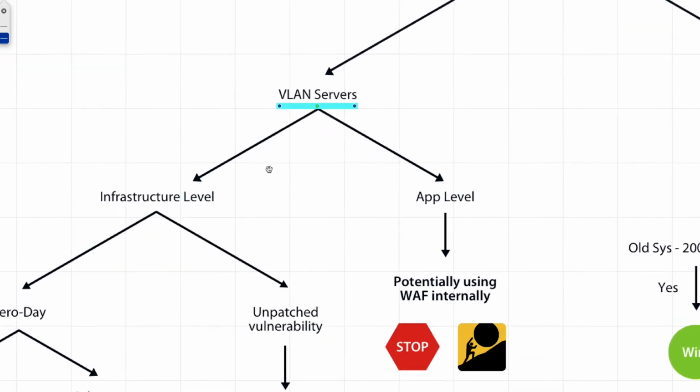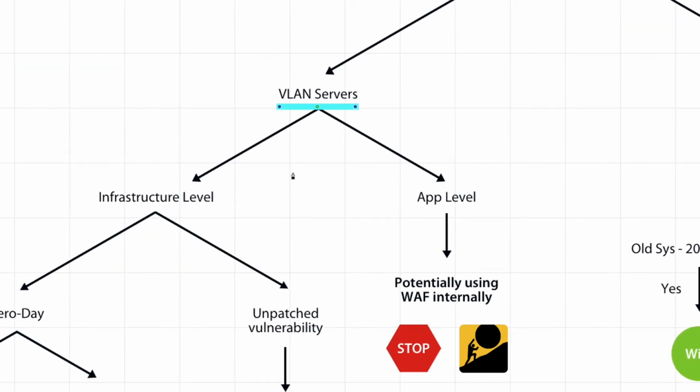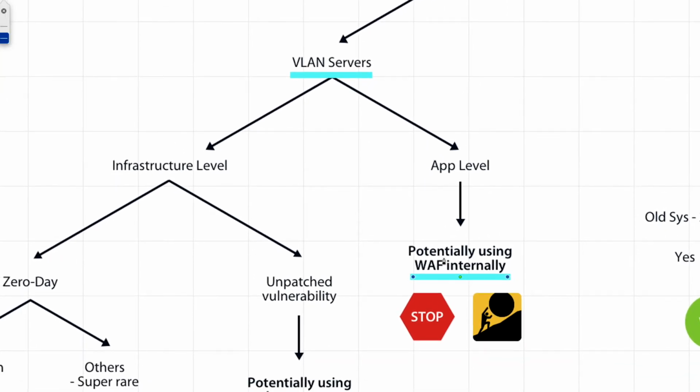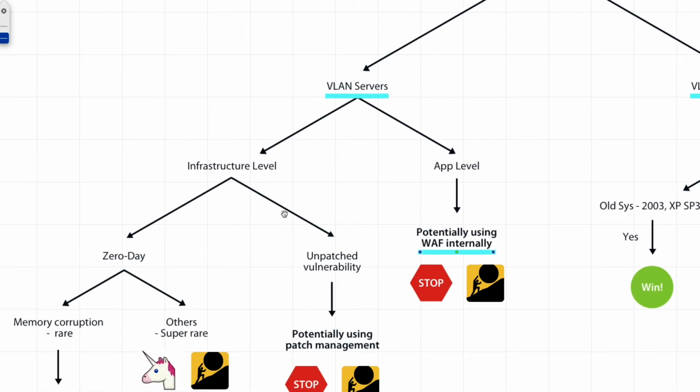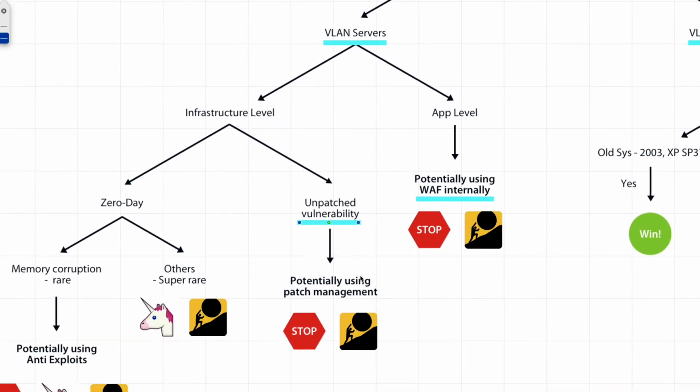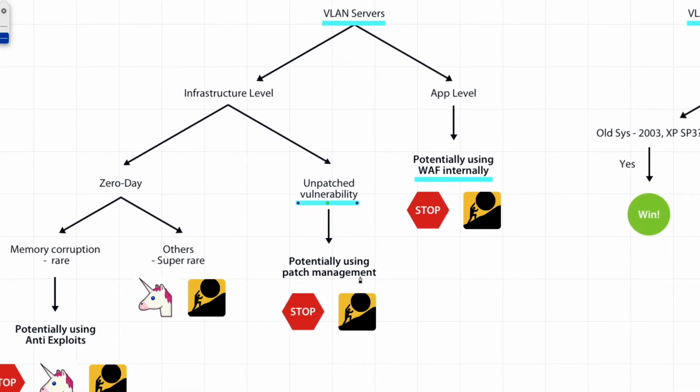To move forward here, we need to attack the application running on the server. Here we need to consider that our victims are potentially using web application firewalls internally, which will make our job harder. That could be a risky move. The second option is attacking the operating system itself, the server operating system, by searching for unpatched vulnerabilities, and again, potentially facing a victim with a patch management system or just a machine that is fully patched.